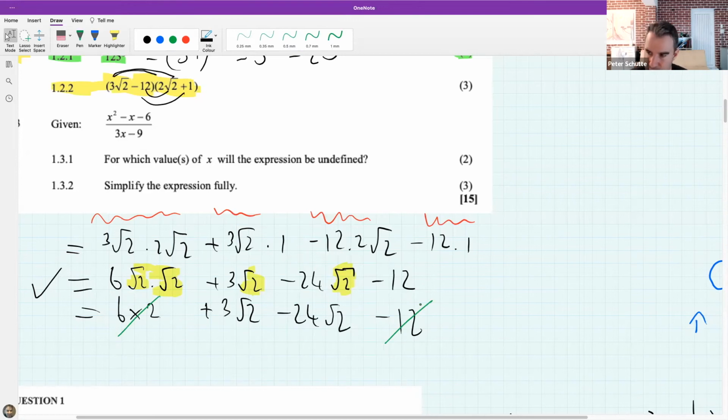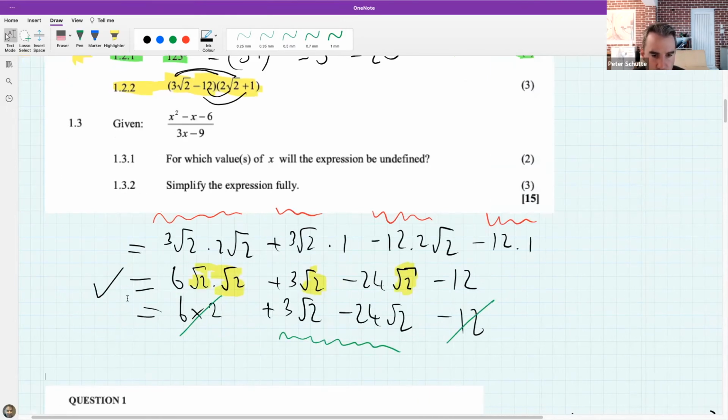So all I'm left with then is this. And these are what we call like terms. So they both belong to root 2. There's 3 root 2s, and then you lose 24 root 2s. So in total, 3 minus 24 is minus 21 root 2.